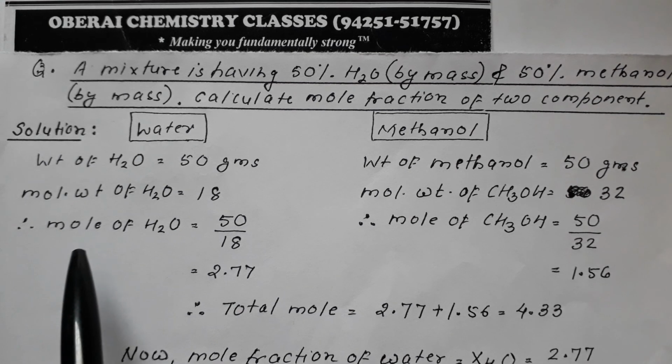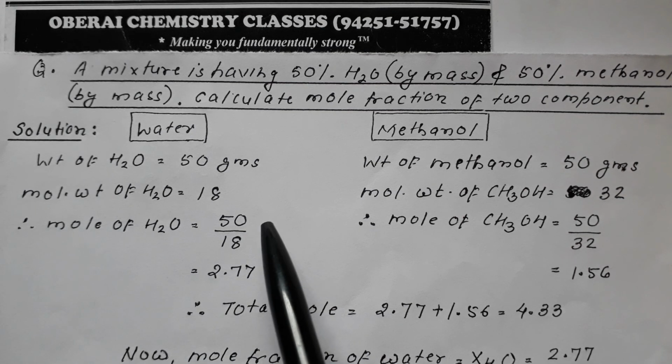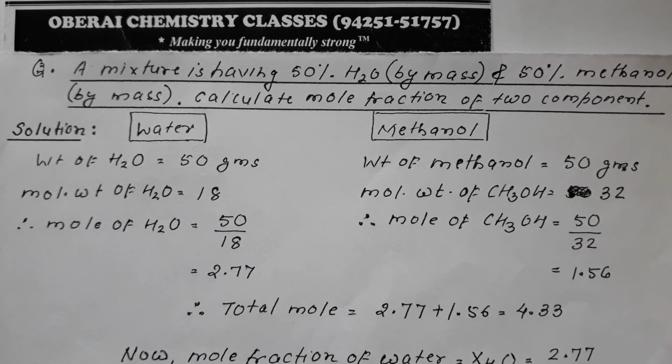Therefore, we are converting the weight into mole. So the mole of water would be the weight of water upon its molecular weight. 50 is the weight of water taken, 18 is the molecular weight, and the mole comes to be 2.77. Similarly, the mole of methanol: the weight of methanol is 50, divided by its molecular weight 32. The mole comes to be 1.56.